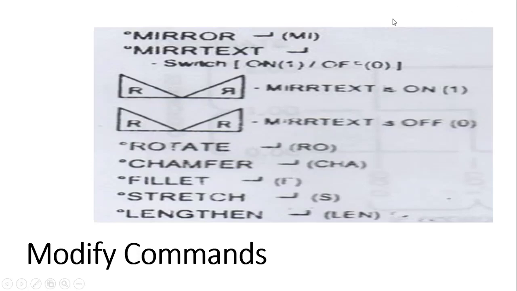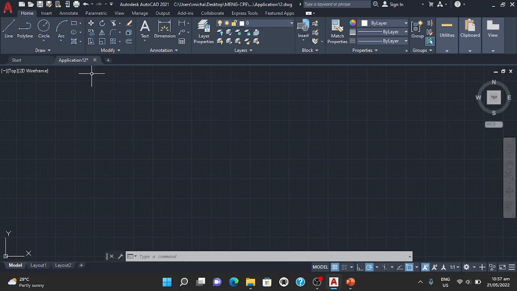So the first one we have here is the mirror. Mirror may be typed in our command line as the spelling of mirror, or you can type it as mi. So let's go to our AutoCAD. I have here an open application named application number 12. In this AutoCAD version 2021, we must first draw a triangle in order to apply the mirror command.